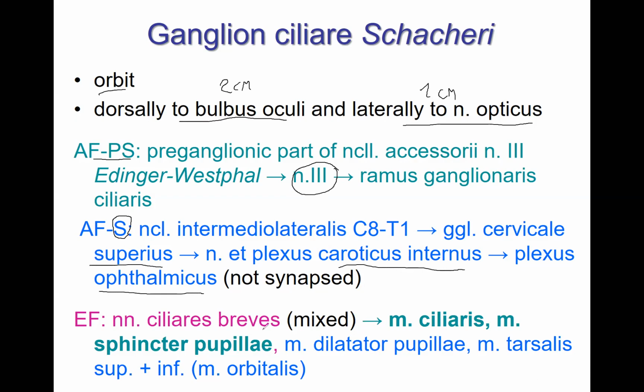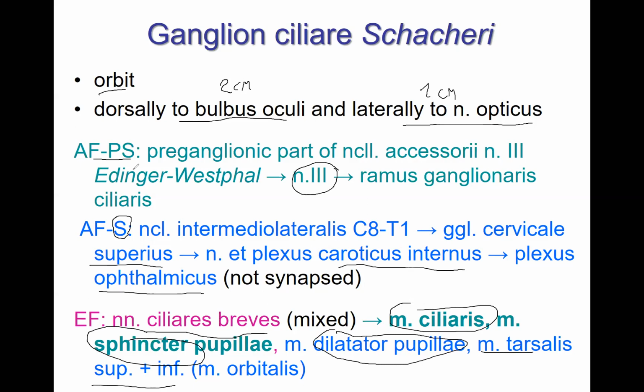the fibers which leave, sympathetic and parasympathetic, are joined together, which are called, in case of the ciliary ganglion, short ciliary nerves. And then they supply all together the parasympathetic part, which is ciliary muscles and sphincter of pupil, and the sympathetic part, which is dilator of pupil, and outside the eye, the tarsal muscles.